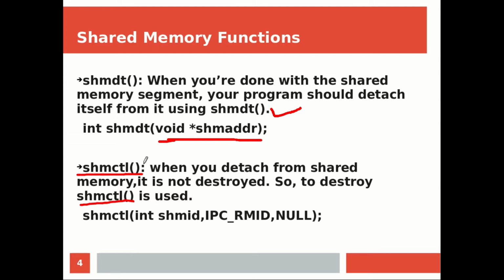So SHMDT and SHMCTL are optional functions that you can use in your program, but the standard practice is, whenever you are attaching the memory, once the work is done, you should detach it. And once the complete work is done for that shared memory, then you should destroy that shared memory so that memory can be utilized for some other processes. So that is the standard practice that you should follow to use the SHMDT and SHMCTL functions as well.